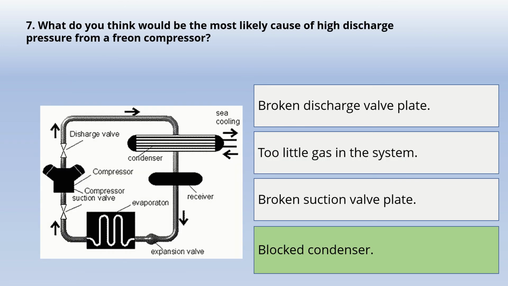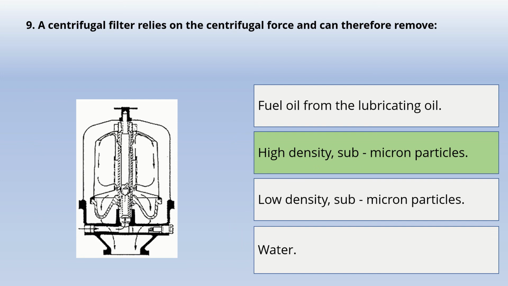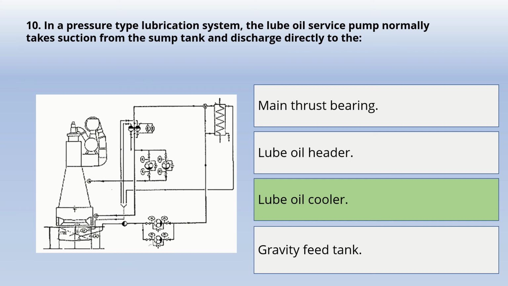What do you think would be the most likely cause of high discharge pressure from a freon compressor? Blocked condenser. The oil film pressure produced by a rotating journal is greater than the pressure in the lubricating system. A centrifugal filter relies on the centrifugal force and can therefore remove high density submicron particles. In a pressure type lubrication system, the lube oil service pump normally takes suction from the sump tank and discharges directly to the lube oil cooler.